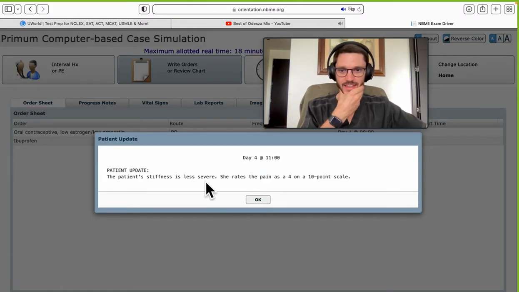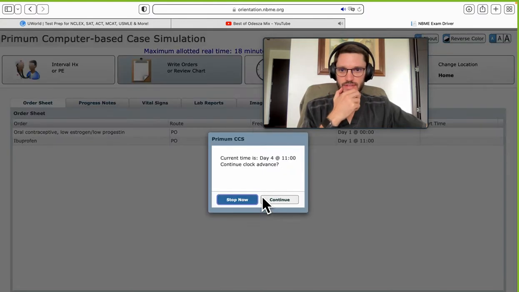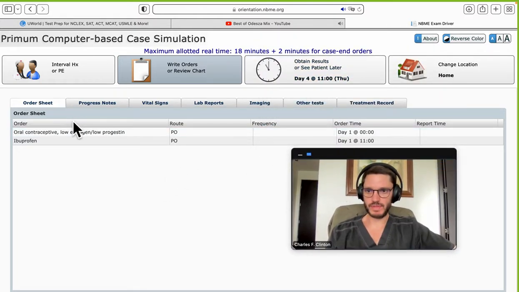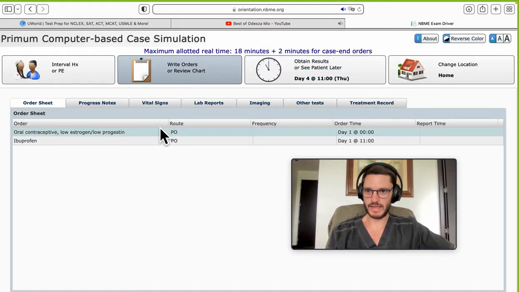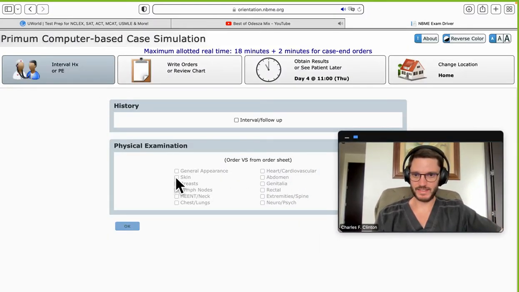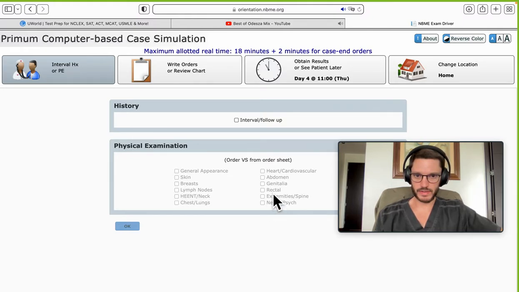The patient's stiffness is less severe. She rates the pain as a 4 on a 10 point scale. I could have gone on seeing her a little more. Let's see, advance the clock, or stop now. What could we give her? Oral contraceptives, yeah, she can keep using them. No contraindication. Let's see. Lymph nodes, yeah. Chest, lungs, neuros. No, I don't want to. History, interval follow-up. Let's see what happens with this.